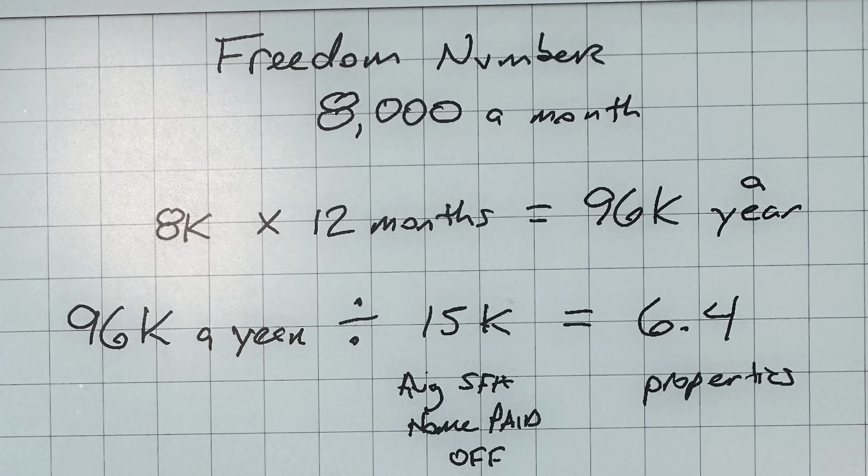Okay, so $8,000 a month times 12 months, that's $96,000 a year in cash flow. Okay, this would allow them to cover everything. $96,000 a year, that's their target number. So $96,000 a year divided by $15,000, which is about the average for a single family home after it's paid off. That's about 6.5 properties. So again, $15,000 a year from one single family rental property. That's the cash flow from about one paid off single family home. And that means they need about 6.4 of those.